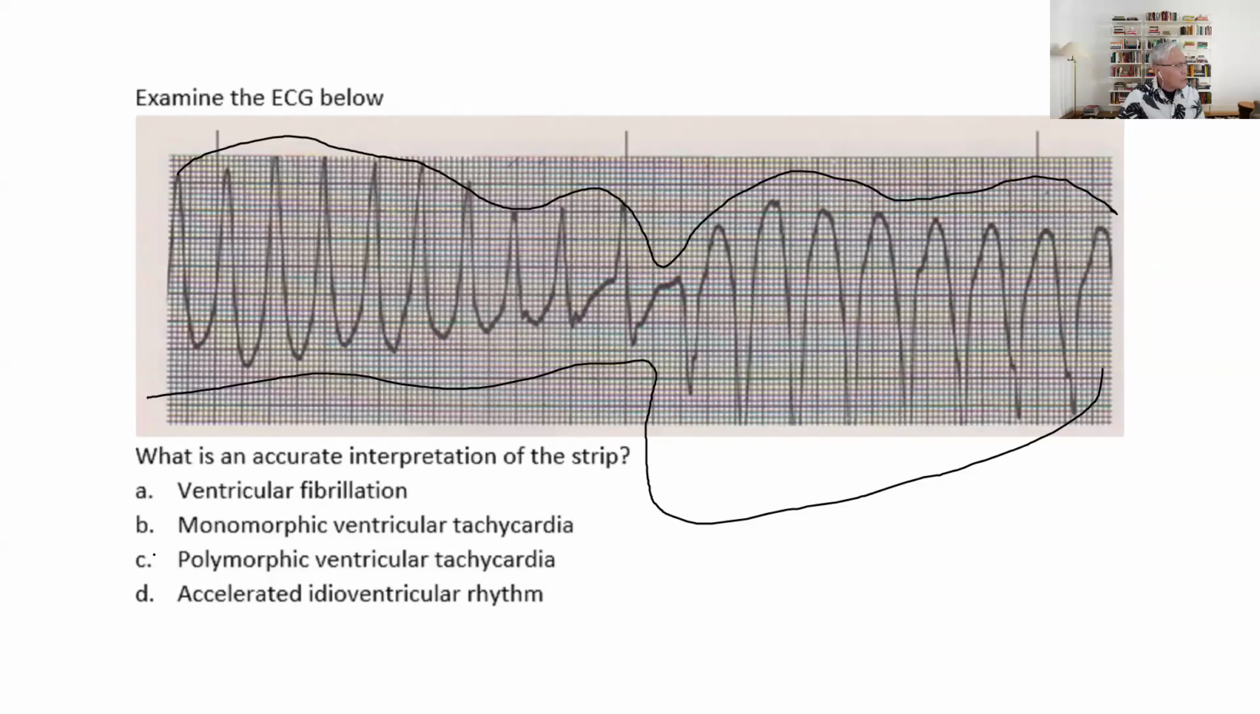This is going to be polymorphic ventricular tachycardia. In French, it's termed torsades de pointes. Okay. The treatment is immediate defibrillation.